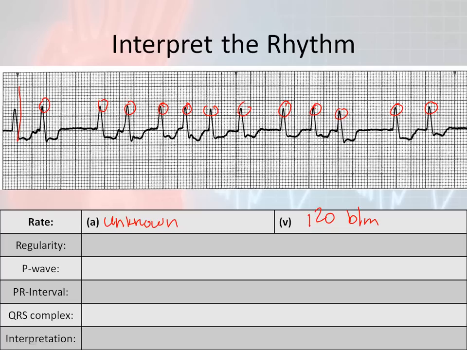Now let's look at my regularity. How would you identify the regularity of this particular rhythm? Well, I would identify it as irregular, only because if you go through and count all the little boxes in between each one of these QRS complexes, there is no pattern to it whatsoever. So my determination of the regularity of this rhythm is going to be irregular.